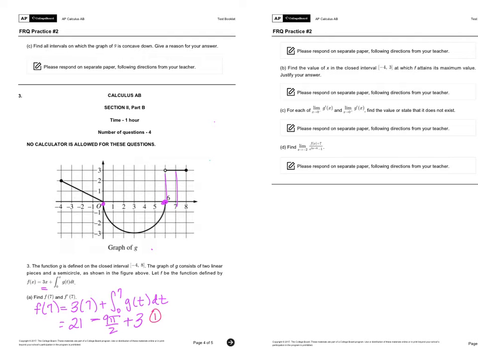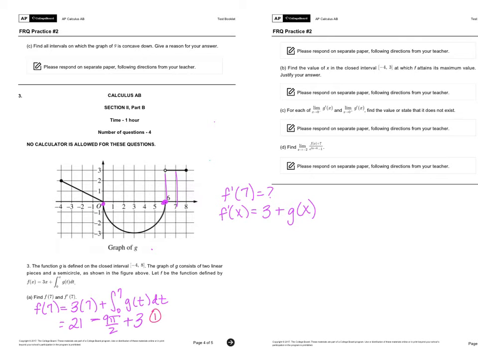For the second part, f prime of 7. I'm trying to figure that out. I know that f prime of x would be equal to what? Well, the derivative of 3x is 3. And then plus the derivative of a function defined as an integral, which is g of x times the derivative of the upper bound, which would be 1, and since the lower bound is constant, I can forget the minus part. So that's what I have for the derivative.